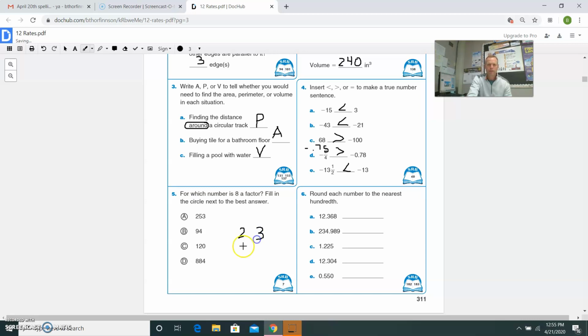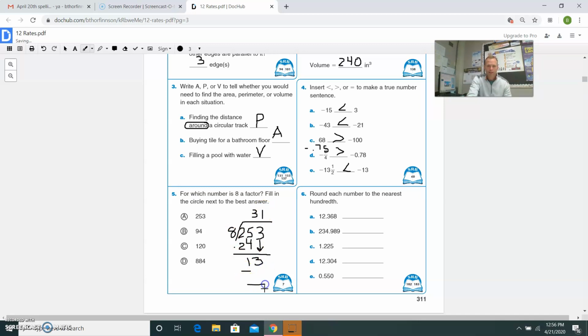Okay, so if we take 253 and divide by 8, how many times does 8 go into 25? Okay, it'll go 3 times. 3 times 8 is 24. We subtract, we get our 1, bring down the 3, 8 goes into that one time.